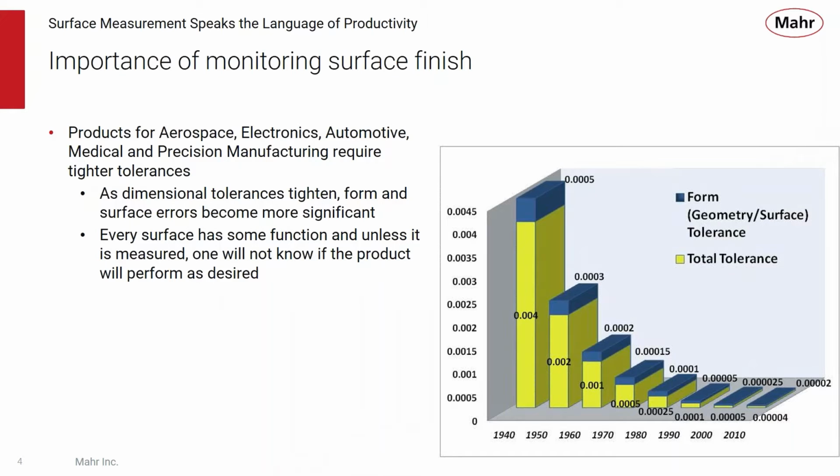It's very important to monitor surface finish today because, as we can see, products for aerospace, electronics, automotive, medical, precision manufacturing require tighter and tighter tolerances. And this chart shows us that since the 40s, tolerances have become a fraction of what they used to be. So as these dimensional tolerances tighten, form and surface errors become more significant. And thus it becomes more important to measure things like form and surface. So every surface has some function, and unless it is measured, one will not know if the product will perform as it is desired.